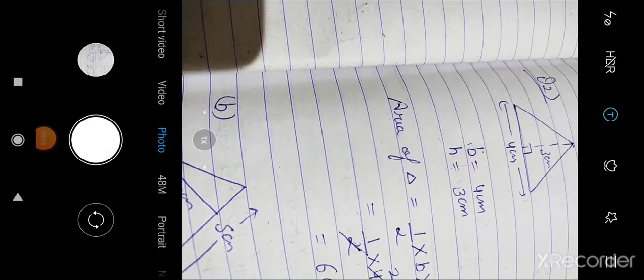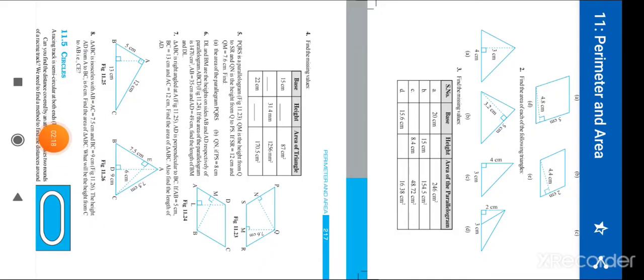Third question is: find the missing values. In this question, as you can see, a table is given in which some values are given and we have to find the missing values. So moving to its first part.